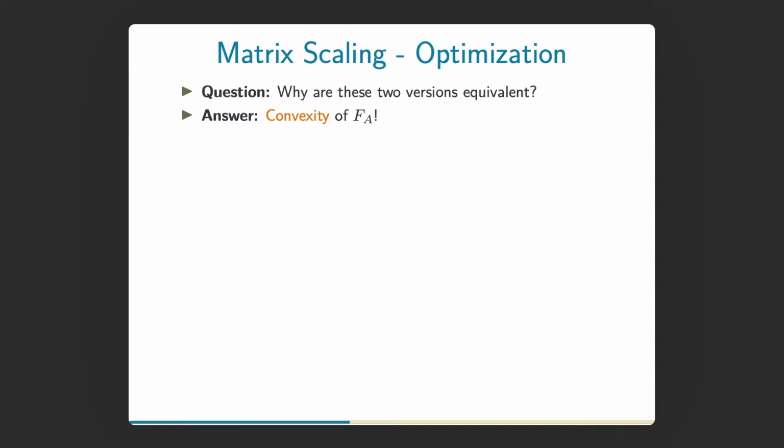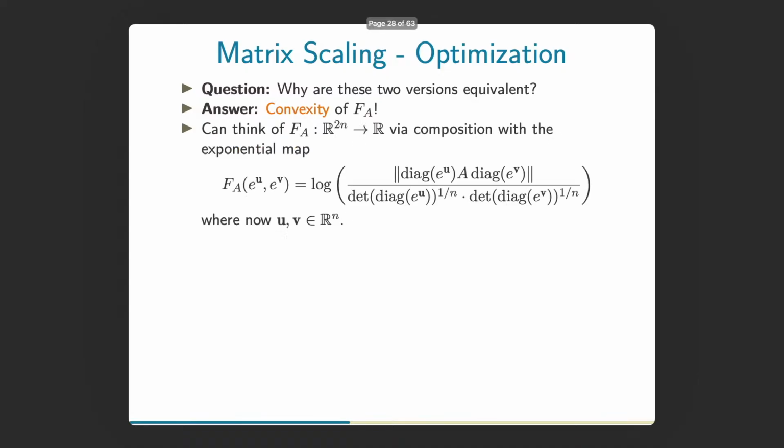But convexity alone doesn't answer anything, so I want to show you why. Let's think of f_A as a function from R^n to R via composition with the exponential map. I'm going to take any vectors u and v and take their exponents, so these now have positive entries. Now I can scale by the diagonal matrix e to the u. Does that make sense? So this is a matrix with positive entries on the diagonal, and likewise for v.